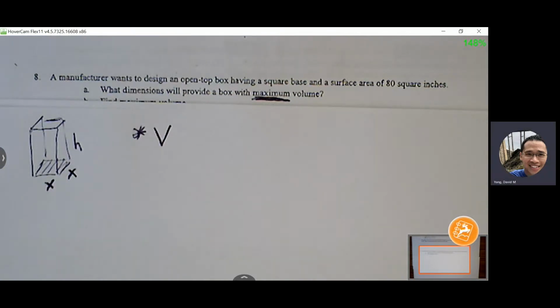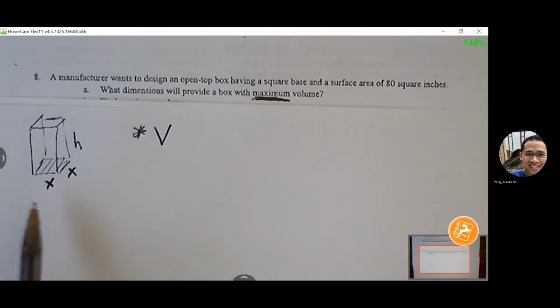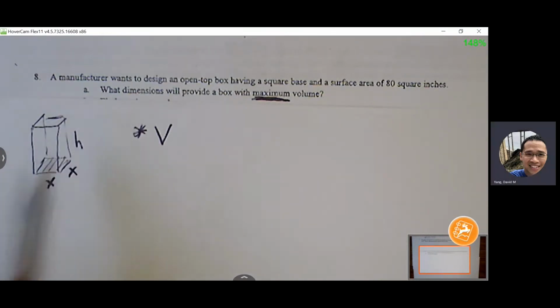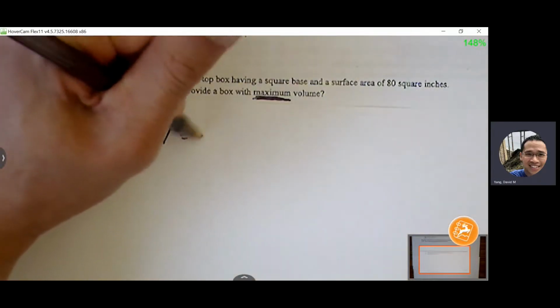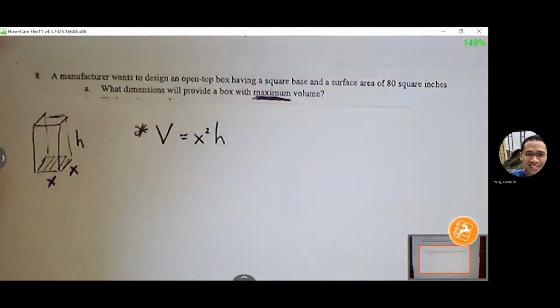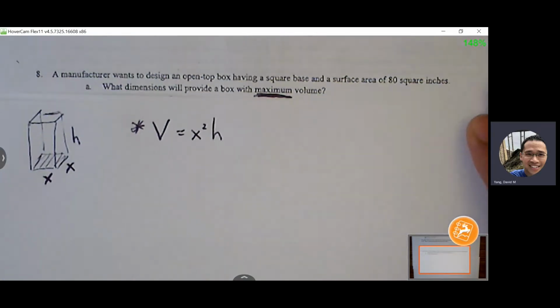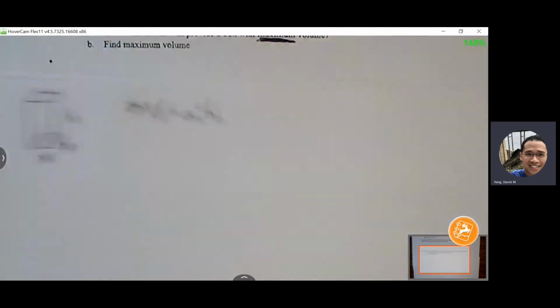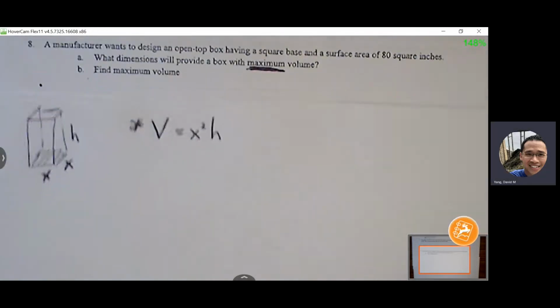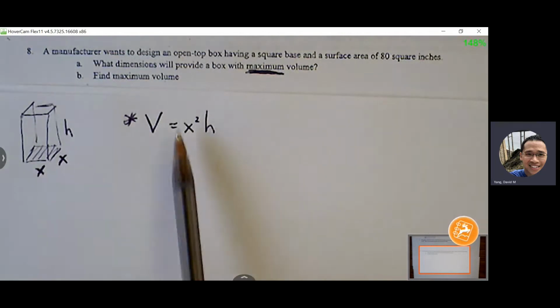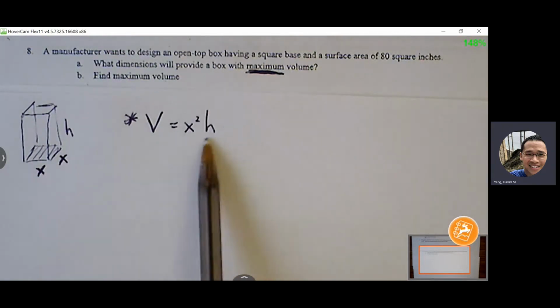Okay, but first, let's build our volume. What's the volume of this box? Length times width times height, right? So okay. We would like to find the derivative for volume, but what's getting in the way here?